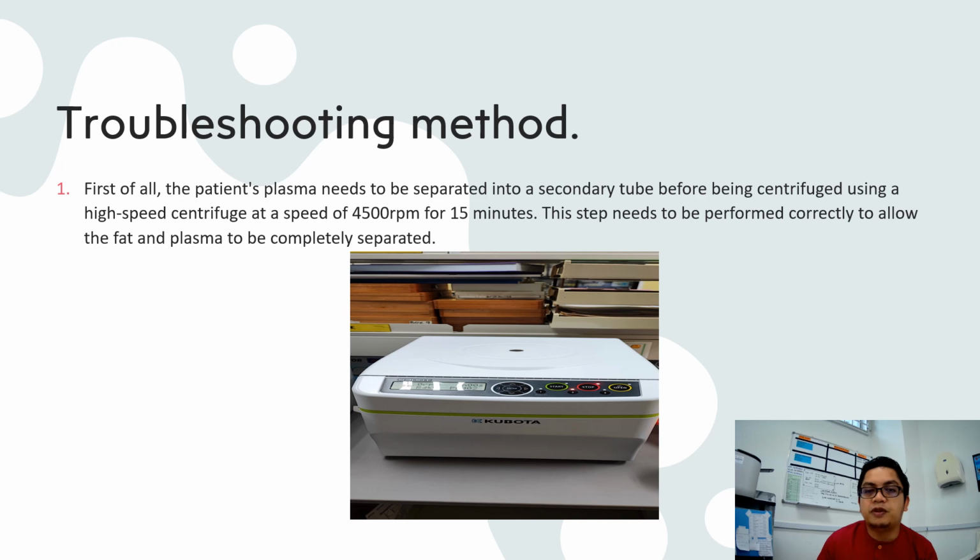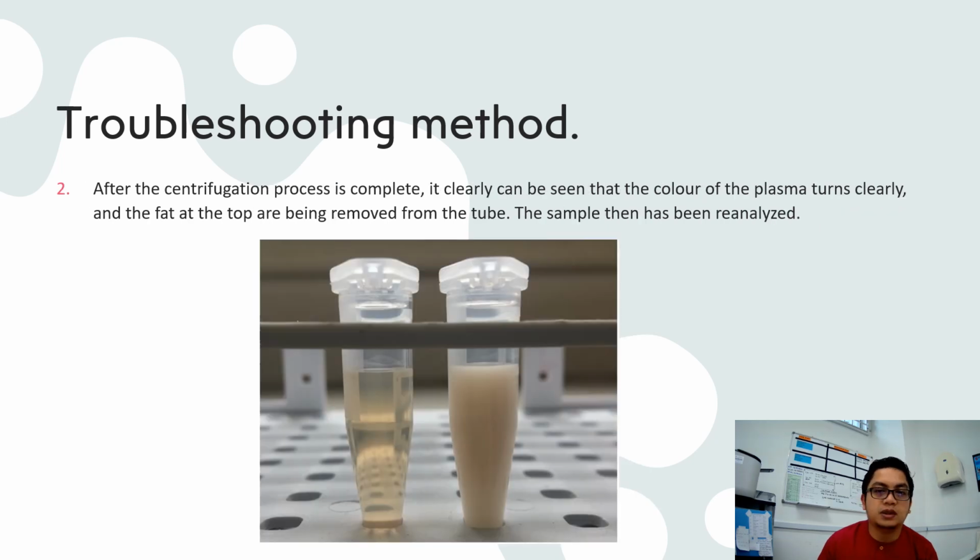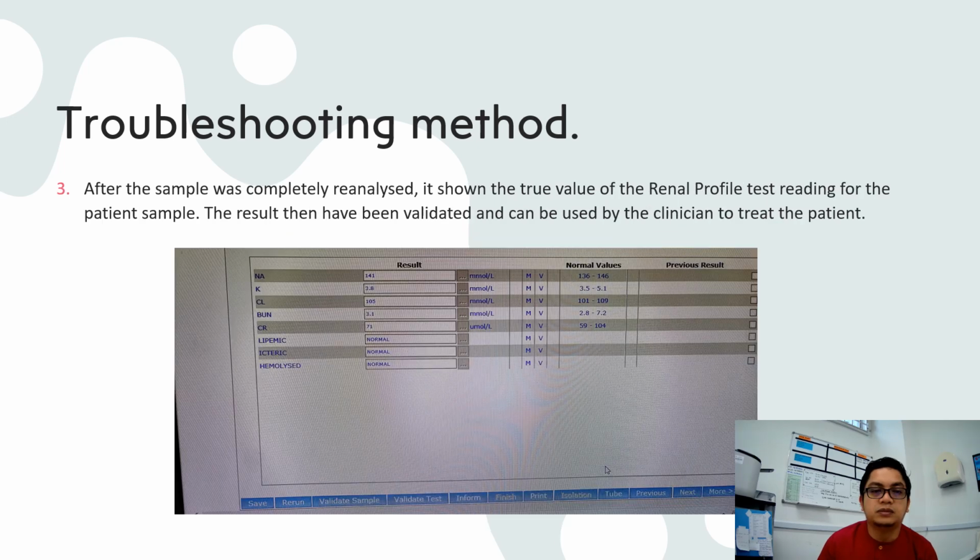This step needs to be performed correctly to allow the fat and plasma to be completely separated. After the centrifugation process is complete, it can clearly be seen that the color of the plasma turns clear and the fat at the top is removed from the tube. The sample then has been reanalyzed.